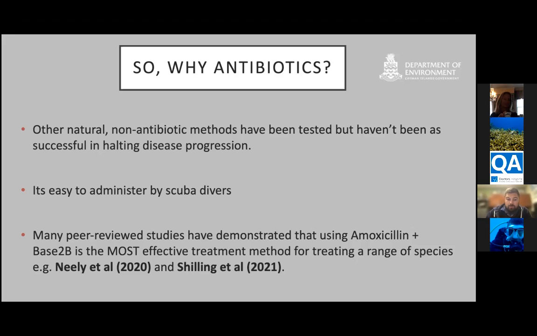And adding to that, there have been a lot of scientific studies, peer-reviewed by other scientists in the region of the Caribbean, who have also used amoxicillin and this special paste that Croy mentioned before, and it's been really effective in halting the lesions on corals that become infected.